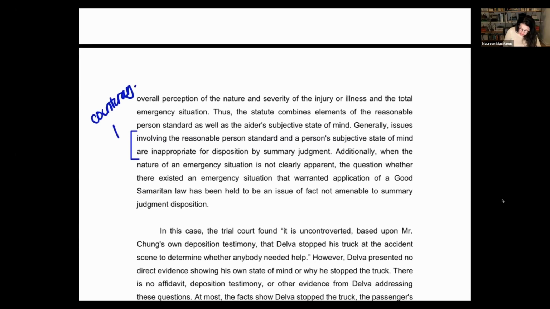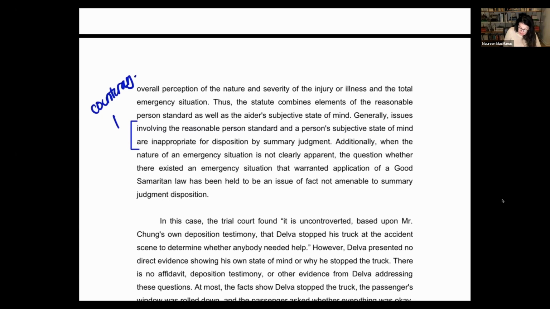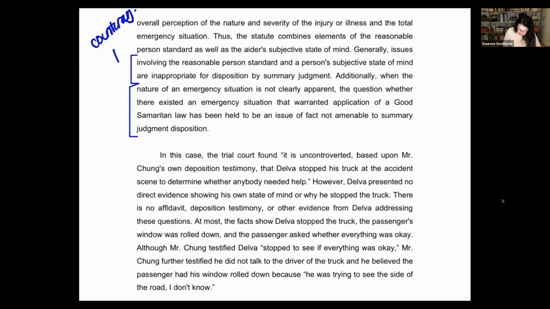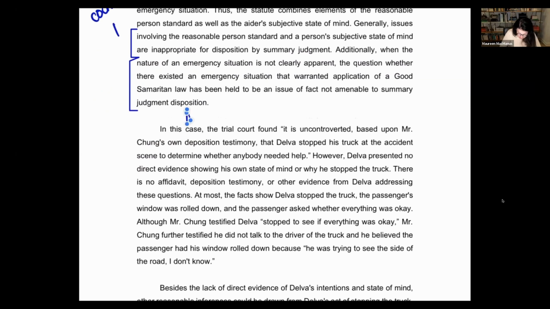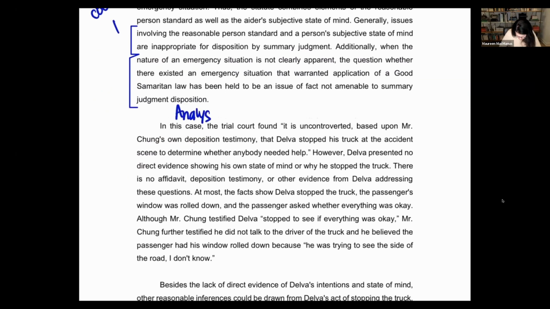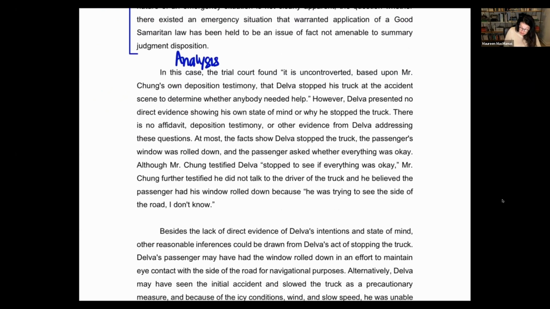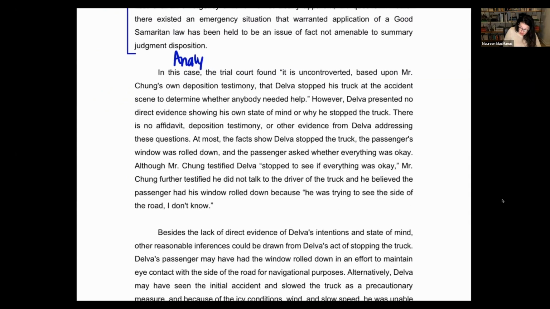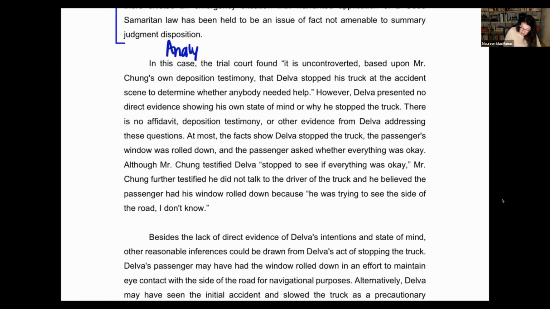Additionally, when the nature of an emergency situation is not clearly apparent, the question whether there existed an emergency situation that warranted application of a Good Samaritan law has been held to be an issue of fact not amenable to summary judgment disposition. So also that. In this case, and now here we get to the analysis again. In this case, the trial court found it is uncontroverted based upon Mr. Chung's own deposition testimony that Delva stopped his truck at the accident scene to determine whether anybody needed help. However, Delva presented no direct evidence showing his own state of mind or why he stopped the truck.